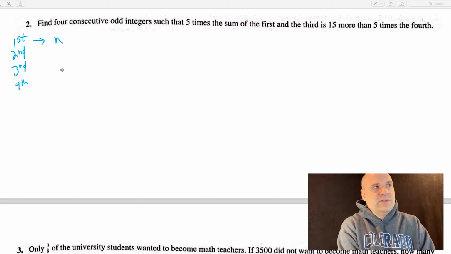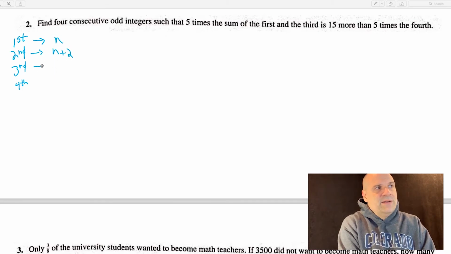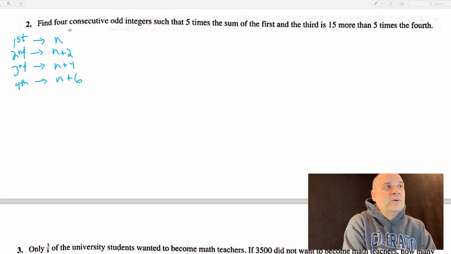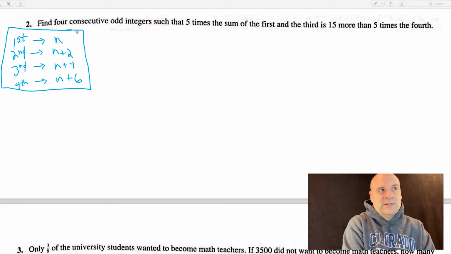Consecutive means one after the other. So the next odd integer is n plus 2. And then you're adding 2 more to that, and that's n plus 4. Adding 2 more to that, and that's n plus 6. So now you have your key. So now when you translate, you know how to translate it.